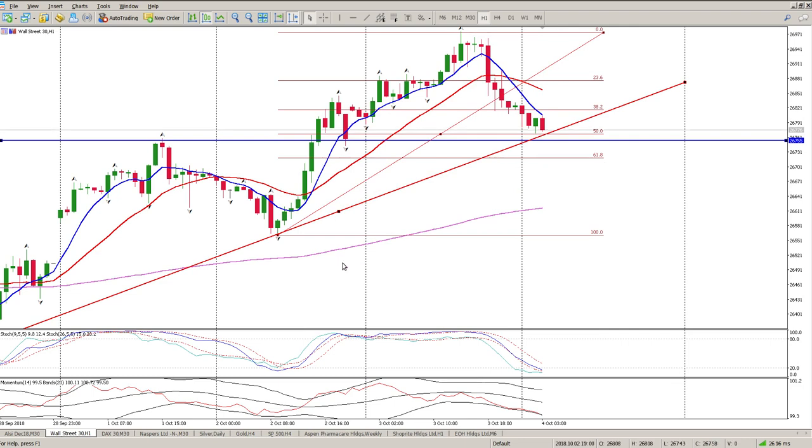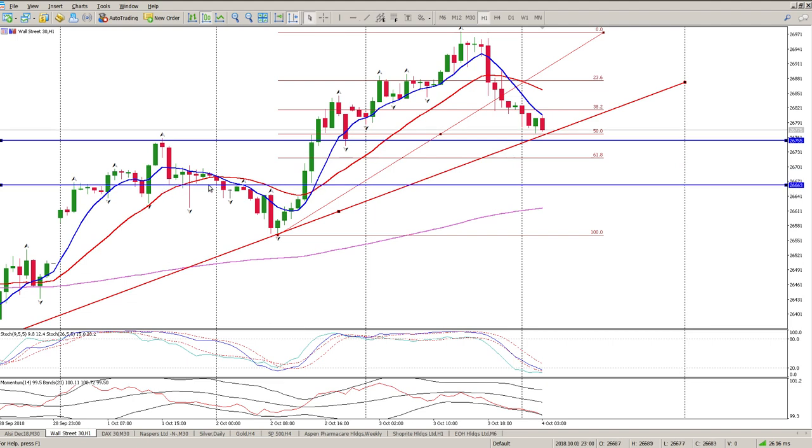I seem to have had a bit of an update here, and all my levels are gone. I'm going to have to recreate them. But the 76.2 Fibonacci level would more than likely be around here.